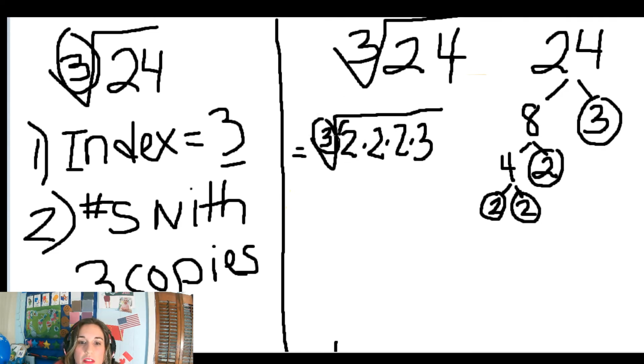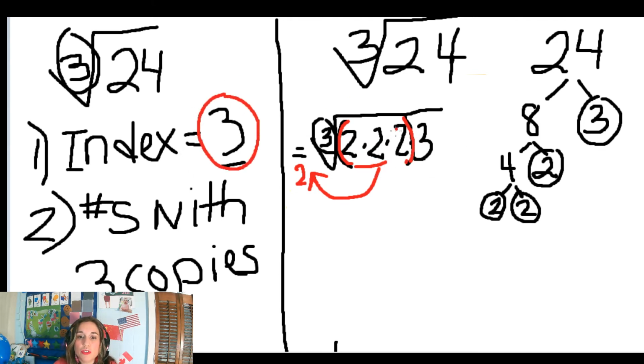Oh my goodness, look at this. I have 3 copies of 2. All right? 3 copies of 2. 2 times 2 times 2. So remember, that will pull out as 1 2 on the outside. Okay? This index is telling you how many copies you're looking for. And when you pull that many copies out, it translates to just 1 copy on the outside. So when I pull those 3 2s out, it's just 1 copy on the outside. Okay? Now I need to see if there's anything left that I can pull out.